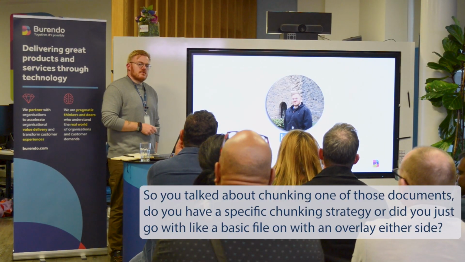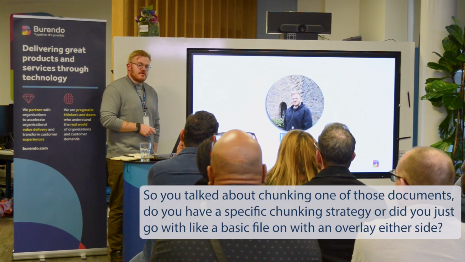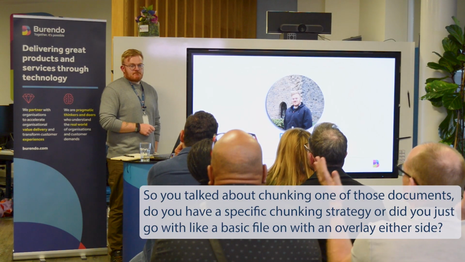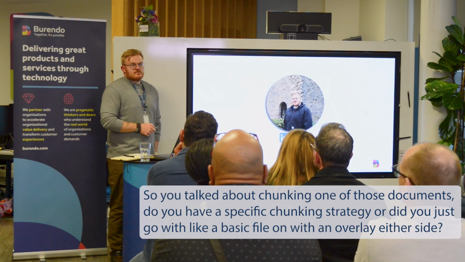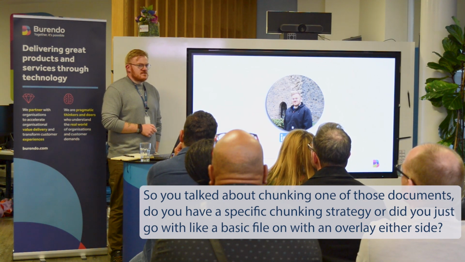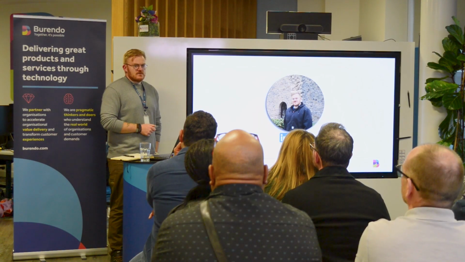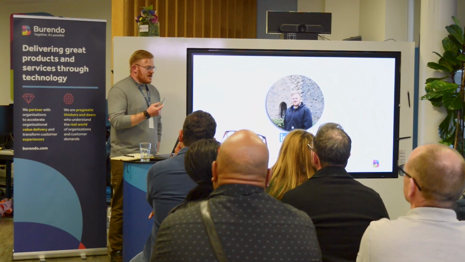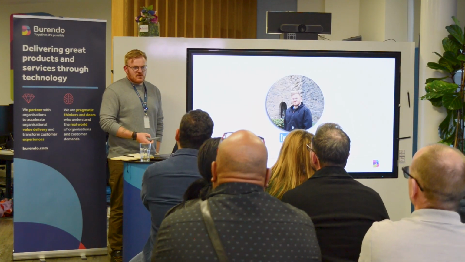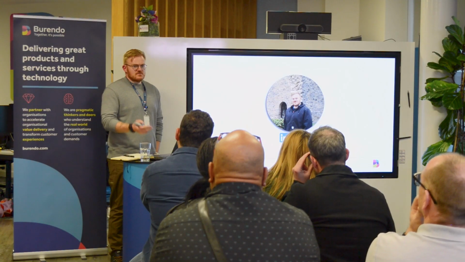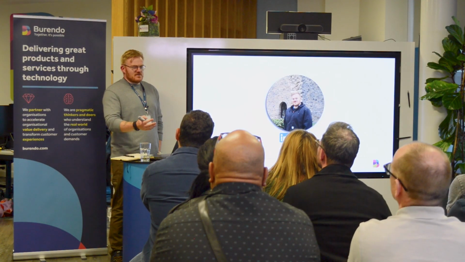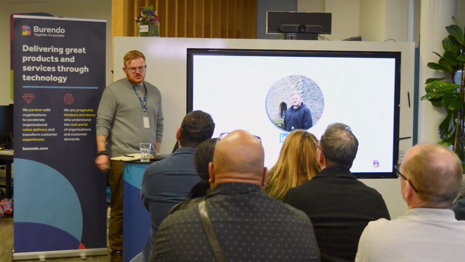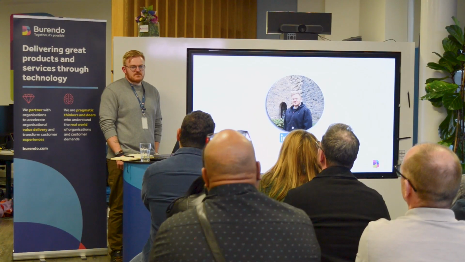So you talked about chunking one of those documents. Do you have specific chunking strategies, or did you just go with a basic 500 with an overlap either side? I believe I went with 750 with an overlap either side, but I used the Titan text embedding model, and I provided the parameters that were sort of default. I didn't think that it created good overlap, so I increased the overlap. That was pretty much the change that I made for my embeddings.